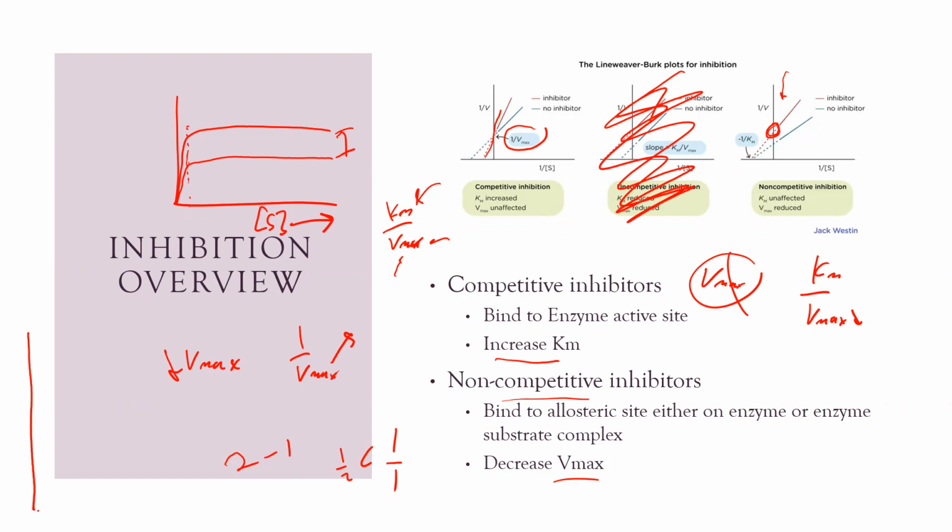Yeah, so competitive, we can overcome by adding more substrate, right? Because competitive binds to the active site, right? But if we just increase the amount of substrate we have, eventually that ratio of our substrates to the guys also vying for the active site is going to be insignificant, right? And so we're just going to slowly but surely come up to Vmax. And so you can see here that my Km has increased. Yep.